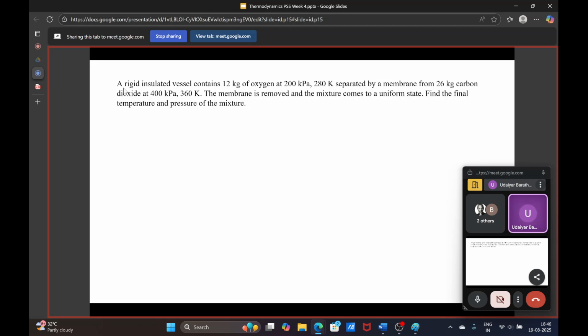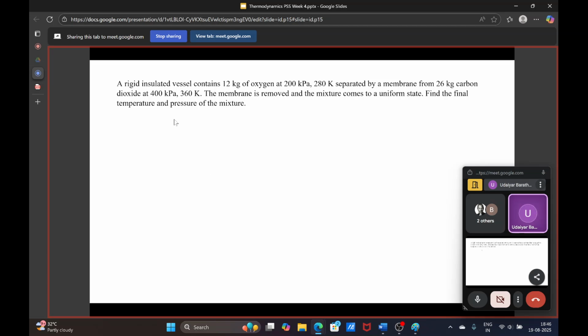So moving on to the next question. A rigid insulated vessel contains 12 kg of oxygen at 200 kilopascal and 280 Kelvin, separated by a membrane from 26 kg carbon dioxide at 400 kilopascal and 360 Kelvin. The membrane is removed and the mixture comes to a uniform state. Find the final temperature and pressure of the mixture.